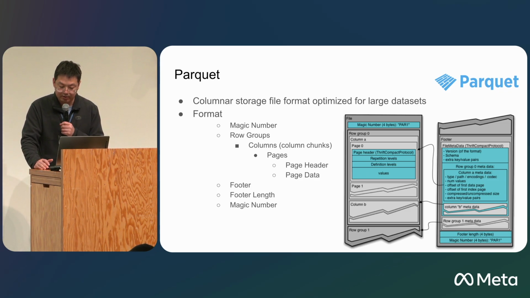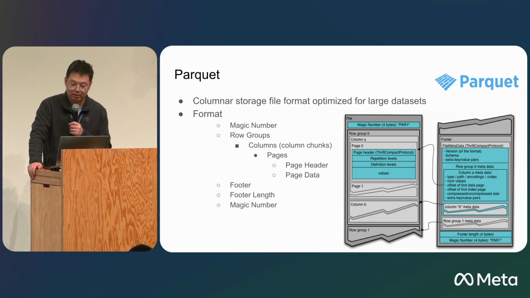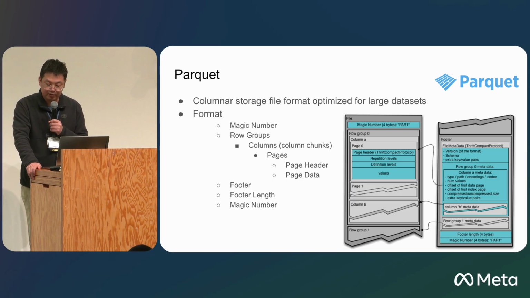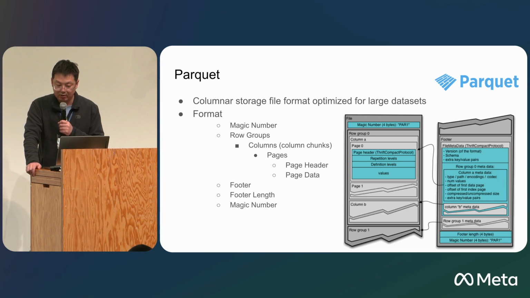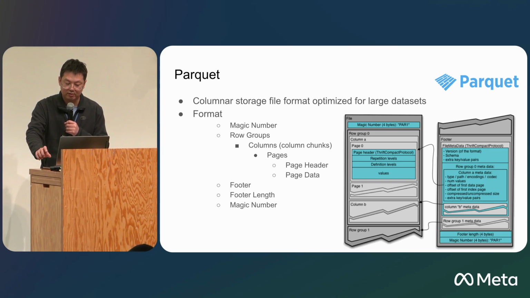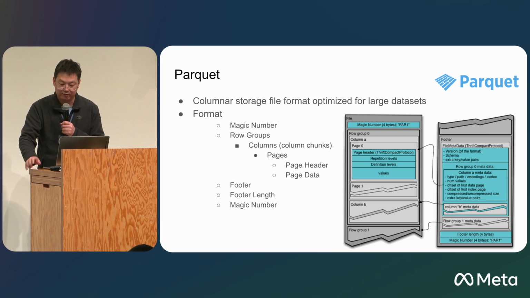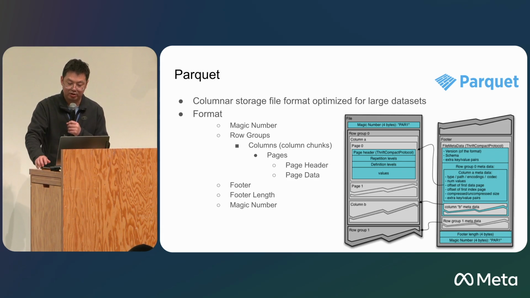On the right side, from the bottom, besides the magic number, there is a footer length. It denotes the size of the footer, so that when we read a Parquet file, we can first read the whole footer into memory and deserialize it into a Thrift data structure. Besides some global metadata, the footer mainly contains the metadata of this Parquet file, including row groups. These row groups correspond to the row groups on the left side. For each row group, it contains metadata for each column.